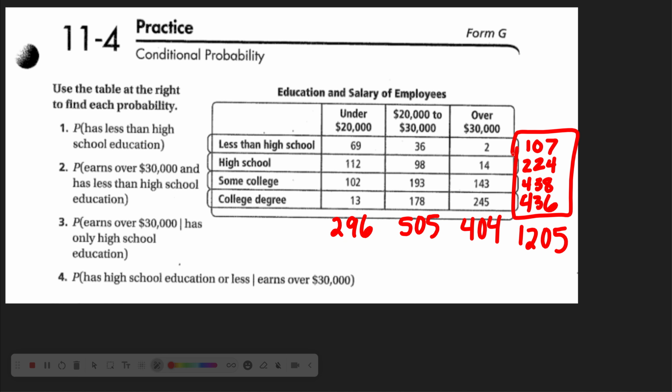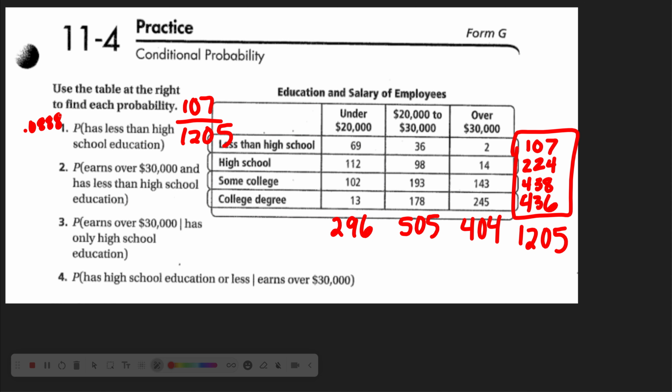Once you've done that, these questions become much easier. What's the probability that someone has less than a high school education? Well, that is 107 people out of the 1,205 people in the survey. So that's how you would do that one. If you wanted to write it as a decimal, you just do 107 divided by 1,205, and you get about 0.0888, so about 9%.